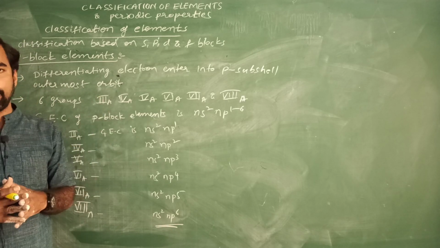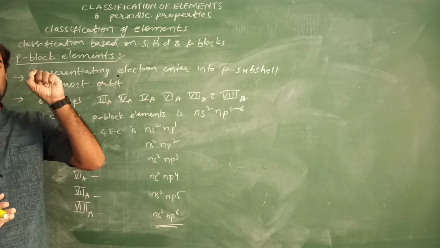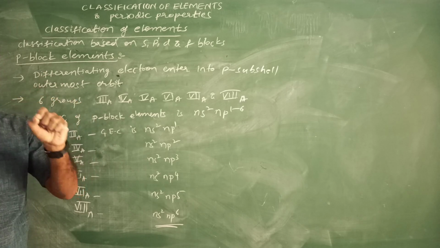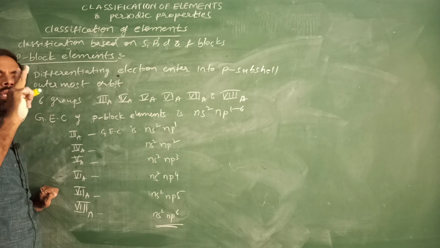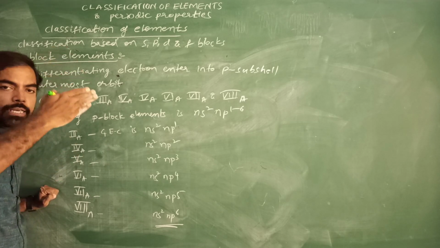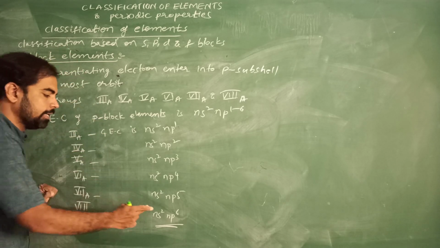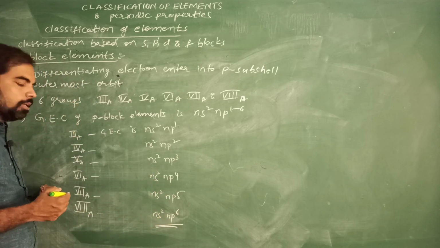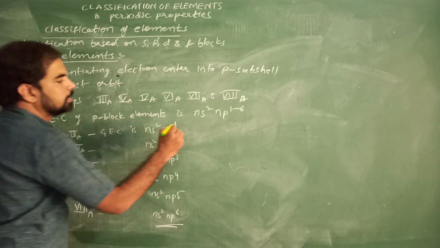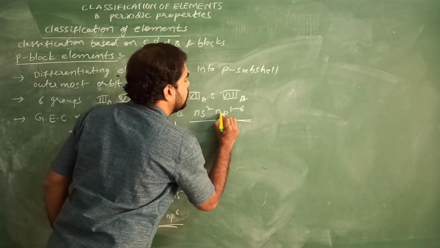What are the eighth A group elements? Helium, neon, argon, krypton, xenon, radon. But except helium, in helium only 2 electrons are present. Remaining all elements contain the ns2 np6 configuration. That is the eighth A group element. Once again, the general electronic configuration is ns2 np1 to 6.